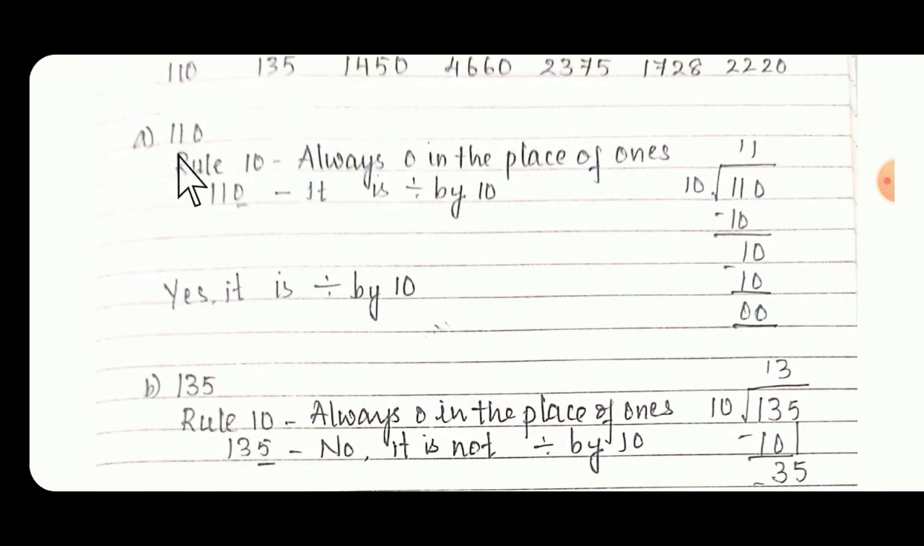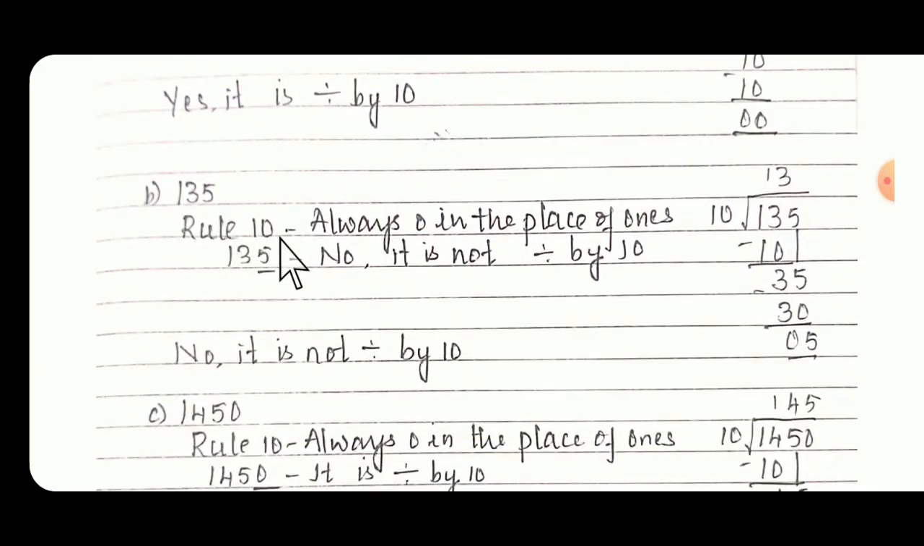A, 110. Rule 10, you write down: always 0 in the place of ones. So 110 is divisible by 10. Why? 0 is there, and if you divide and check also, the remainder is 0. So the answer is yes, it is divisible by 10.